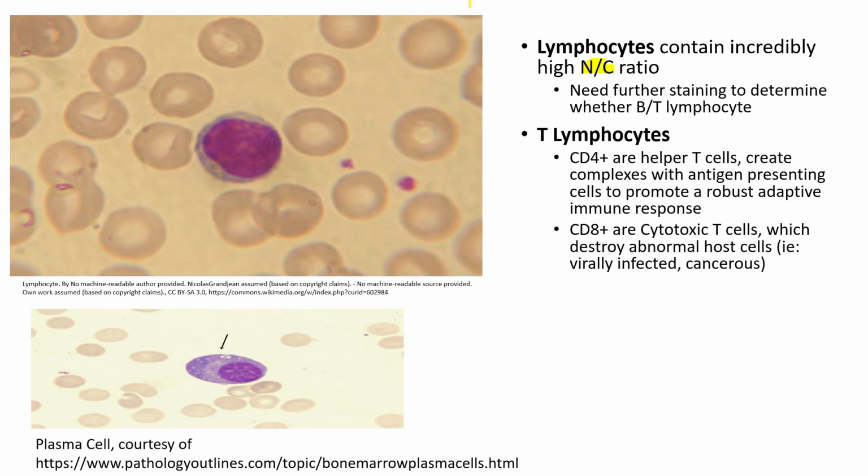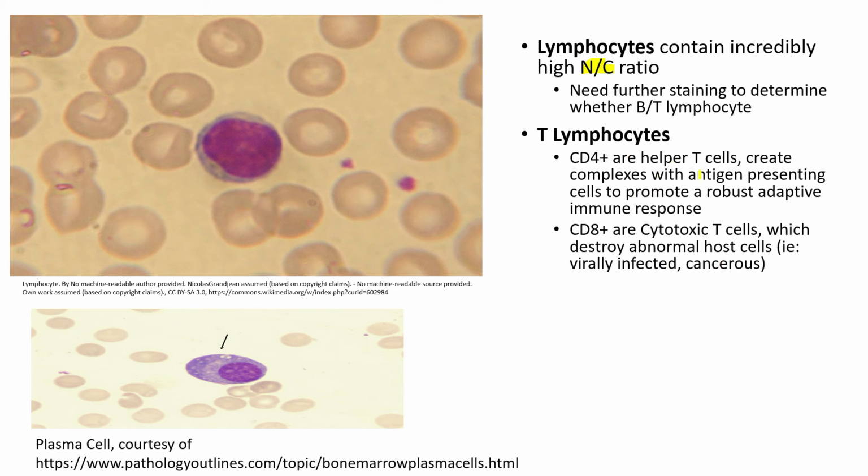And so CD4 positive lymphocytes are known as helper T cells, and these are going to form complexes with antigen-presenting cells. So those are the cells that are going to express MHC class II in order to promote a robust adaptive immune response. CD8 positive T cells are going to be cytotoxic T cells, and these are going to destroy abnormal host cells. So virally infected or cancerous cells are going to be self cells that have kind of gone rogue and need to be destroyed by the immune system.